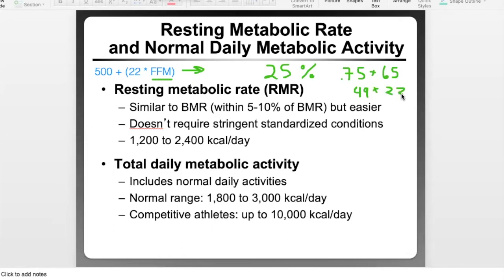49 times 22 equals 1,078, and add 500 to 1,078. 1,578 is my basal metabolic rate, or my resting metabolic rate, rather. So that's right in the middle of this 1,200 to 2,400 kilocalories per day. If my diet has less than 1,578 calories, I just don't have enough money. It's pretty much the same thing. I don't have enough fuel or calories to even keep my body functioning.